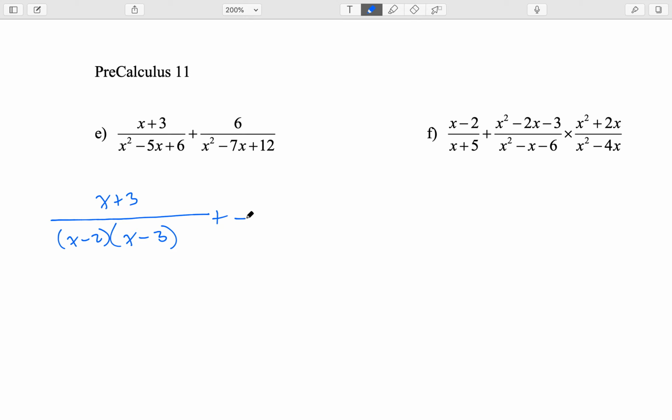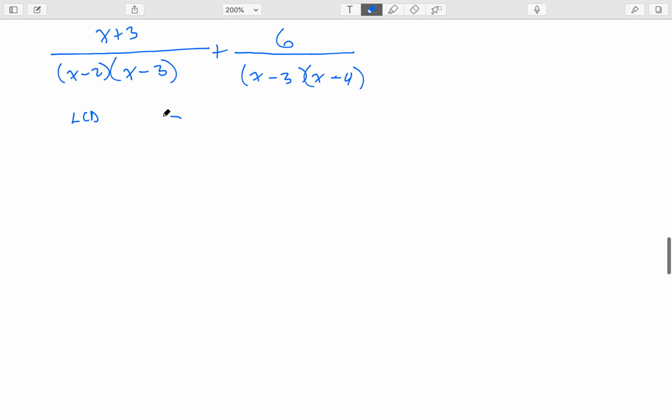Okay, what about over here? I've got 6 on top. The bottom, I've got two numbers multiplied to 12, positive, and they add up to 9, so they're both negative. X minus, multiplies to 12, 4 and 3. So minus 3, minus 4. Okay, that's good. X minus 3, X minus 3. That's part of my LCD. Okay, now I'm going to do it. Let's do the LCD. Because they do have something in common. They have X minus 3 in common. So the left one is X minus 3 times X minus 2. There's my left denominator. My right denominator is X minus 3, X minus 4.